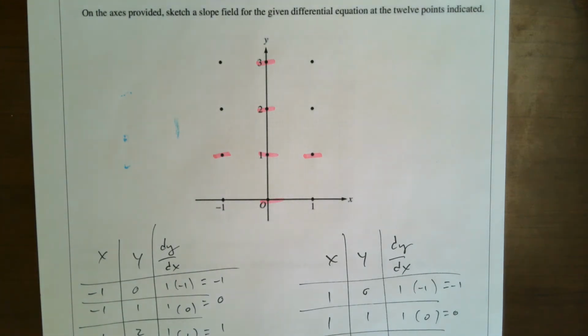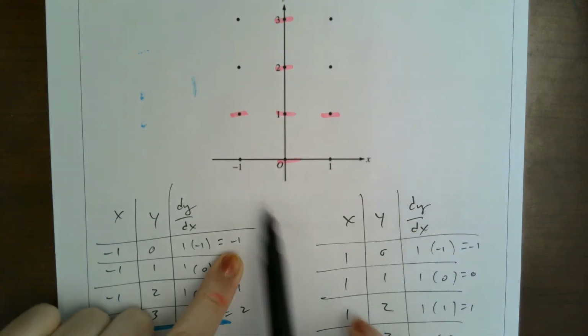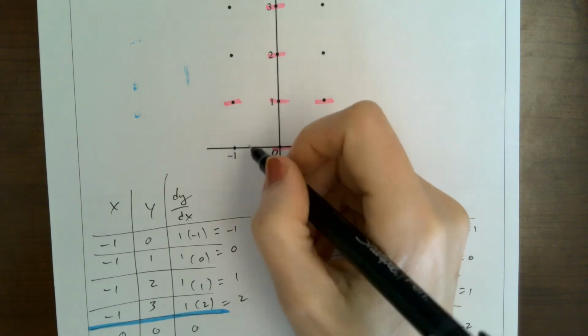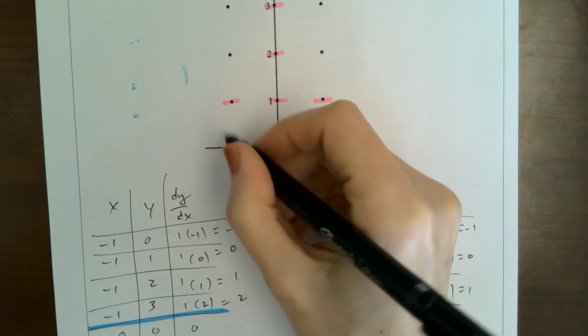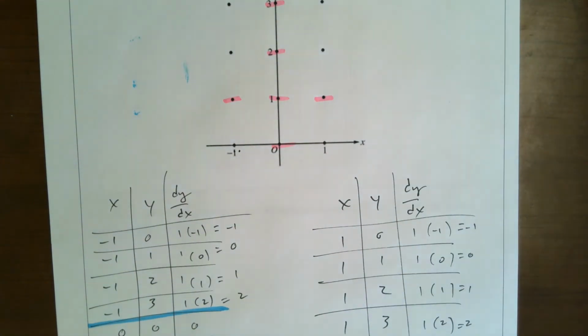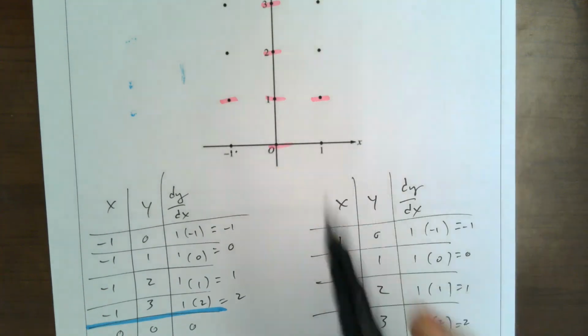Now, for the other slopes, I'll show you how I do it. So at (-1, 0), I've got a slope of -1. So I'm just going to do some little dots. I'm going to go down 1, right 1, down 1, right 1. Okay, so that's how you do a slope of -1. You go down 1, right 1, or you go up 1, left 1. All right, so I just went down 1, right 1. And I'm going to go back and connect those.